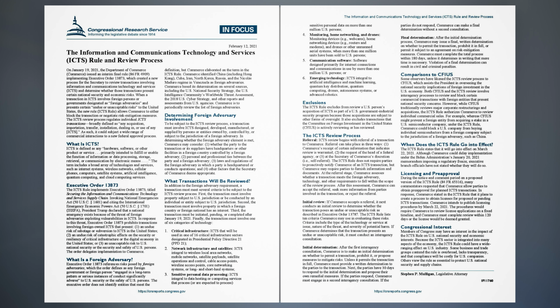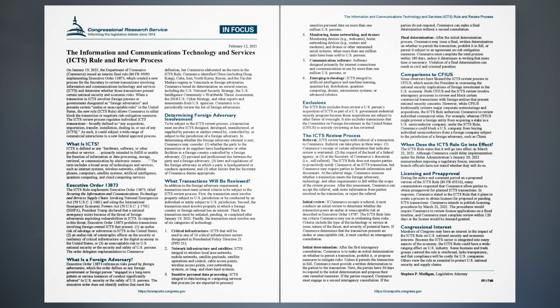Initial determination. After the first interagency consultation, Commerce is to make an initial determination on whether to permit a transaction, prohibit it, or propose measures to mitigate risks. Unless it permits the transaction in full, Commerce must provide a written determination to the parties to the transaction. Next, the parties have 30 days to respond to the initial determination and propose their own remedial measures. If the parties respond, Commerce must engage in a second interagency consultation. If the parties do not respond, Commerce can make a final determination without a second consultation.